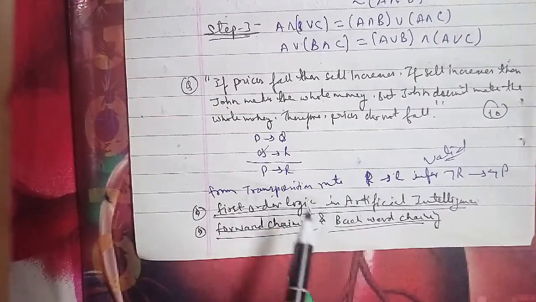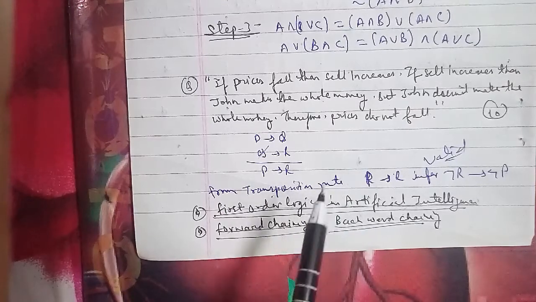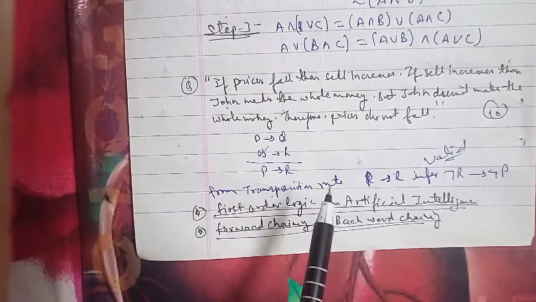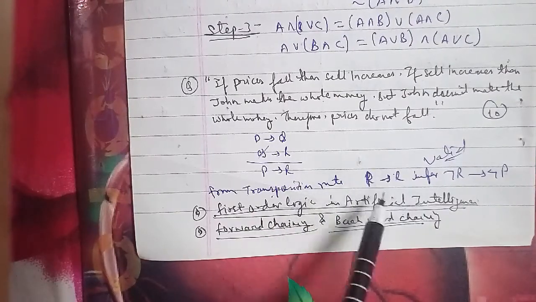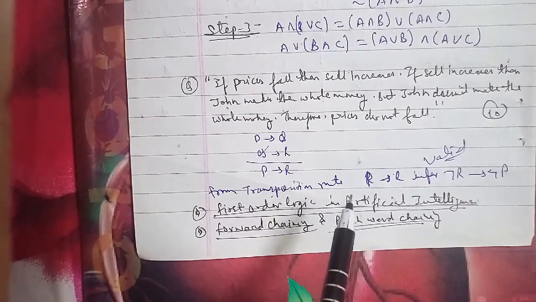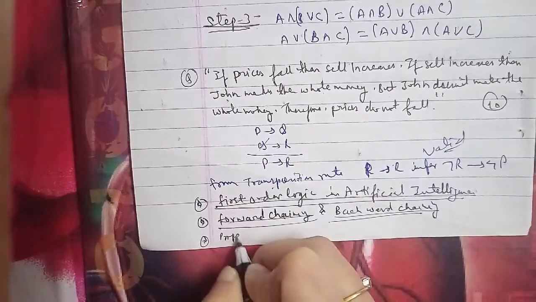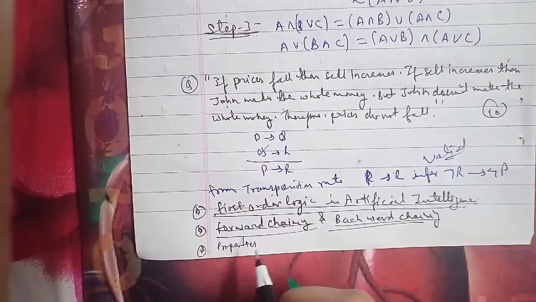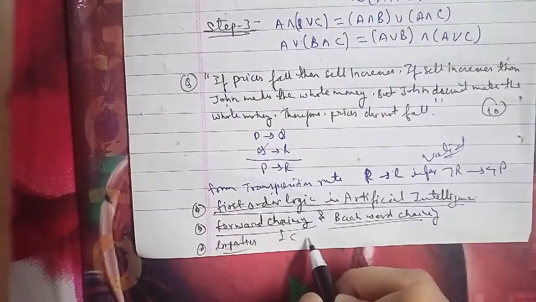Now we'll talk about the properties. They can ask you to write down the properties of forward chaining and backward chaining, so we'll discuss the properties of both. First, forward chaining is a bottom-up approach, as it moves from bottom to up.